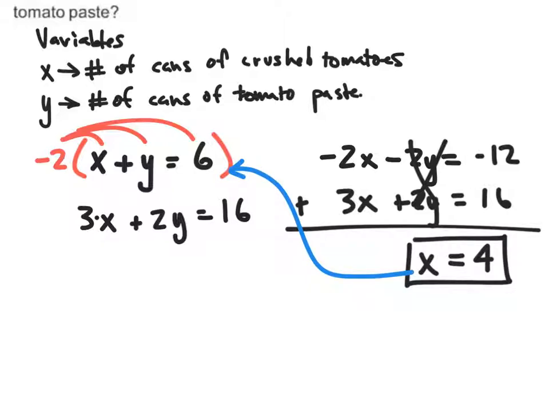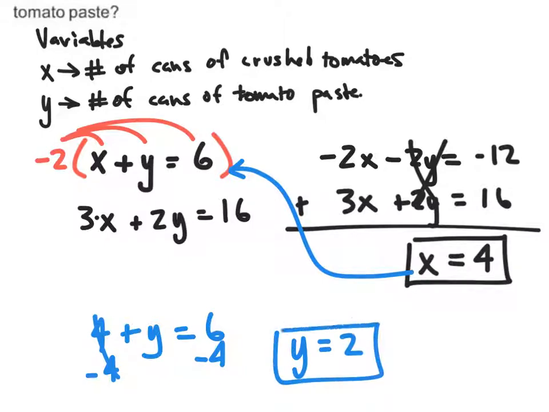Okay, so I'm going to plug that back in. I'm going to rewrite my equation, plug in 4 for x because x is equal to 4. So I've got 4 plus y is equal to 6. I'm going to subtract 4 from both sides. All right, so then I get that y is equal to 2.